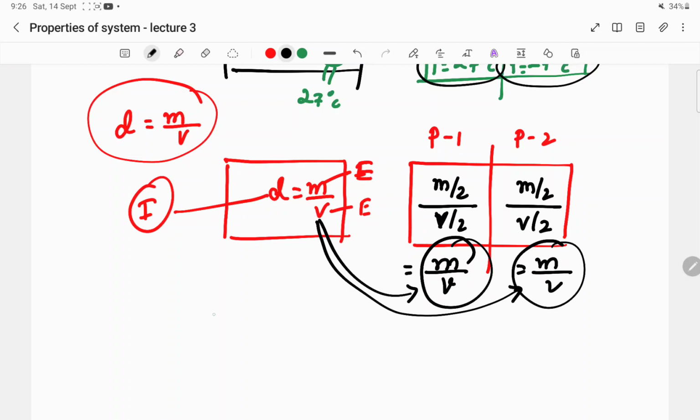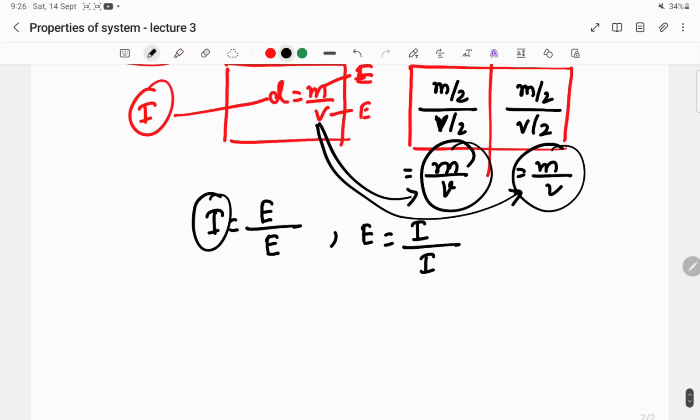So we can say one thing, that by dividing two extensive properties we can get an intensive property, and vice versa. An extensive property is equal to the division of two intensive properties. Okay. And one more thing that I should add.